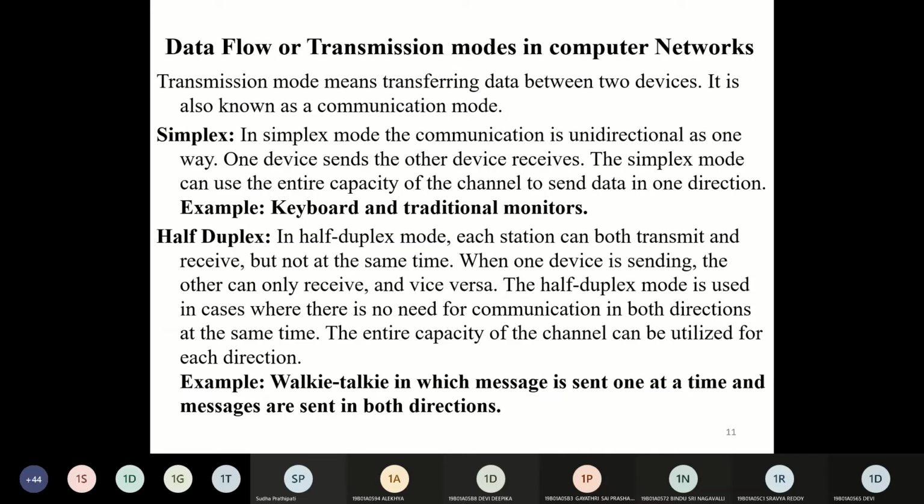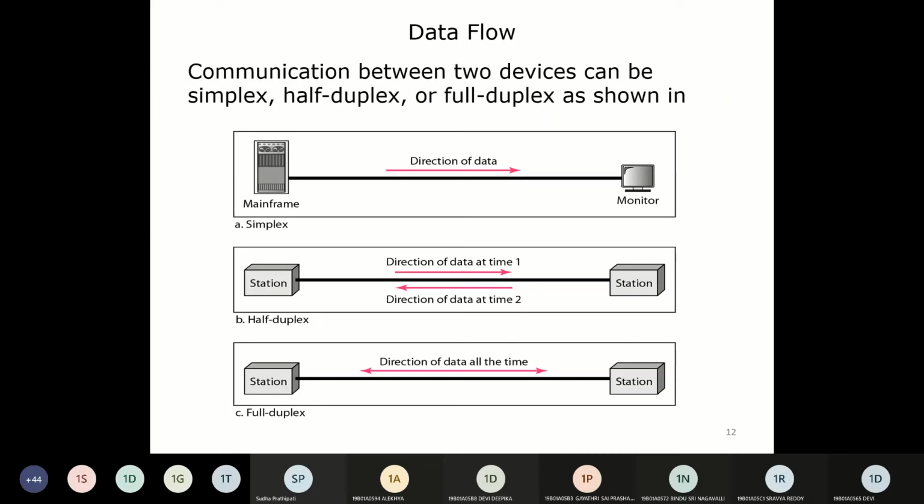Coming to the half duplex transmission mode, each station can both transmit and receive, but not at the same time. You can take a look at the diagram. After the sender sends the information and the receiver receives it, only then will the receiver send information. So only one person can talk at a time.